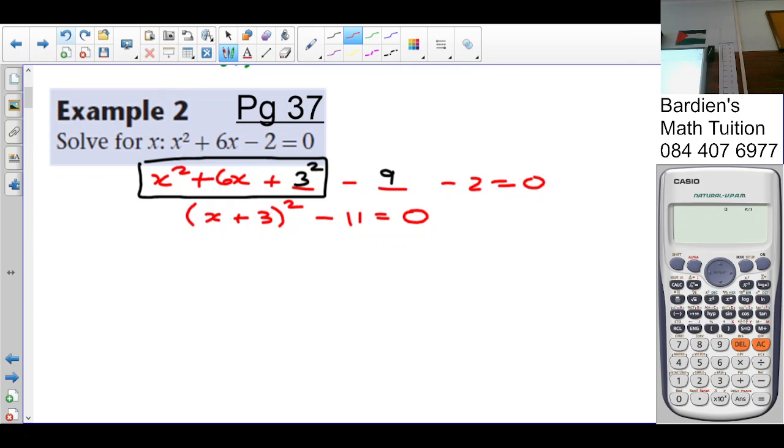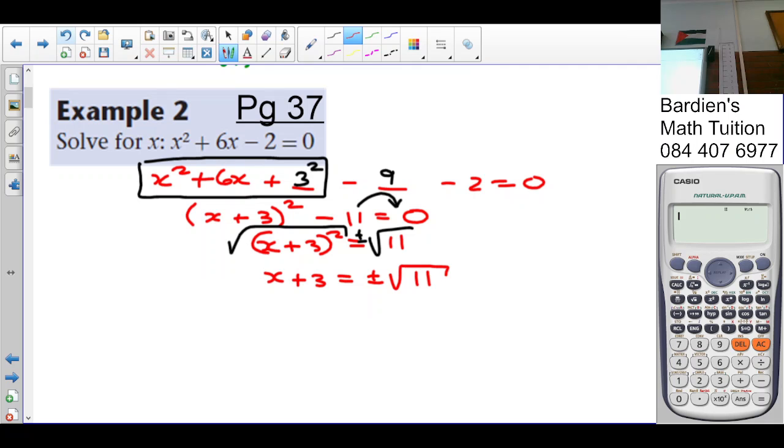So what do we do now? Now we need to solve. So we take that 11 over. So what do we get? x plus 3 squared equals 11. Now what do we do? Square root both sides. To get rid of the square. We square root both sides. If I introduce square root, what must I not forget? Plus minus. So x plus 3 is equal to plus minus the square root of 11.